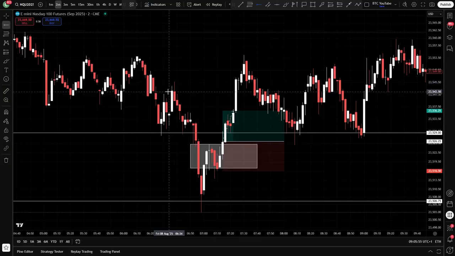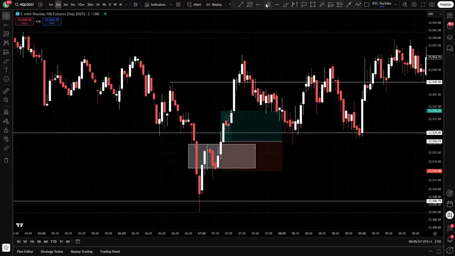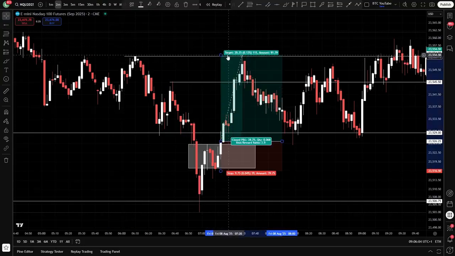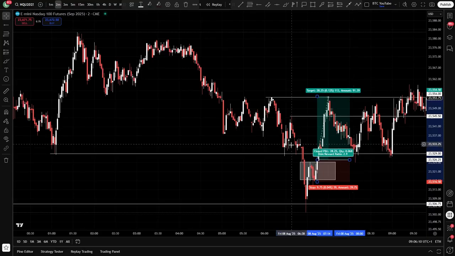I probably would have taken, as I say, one about halfway up the V shape and then one at the high. You can see this high would have got hit. This would have been a good trade as well, around a 1-to-3, or probably like a 1.15 to 1 if you take half off, and then half off again. Another really good solid trade.